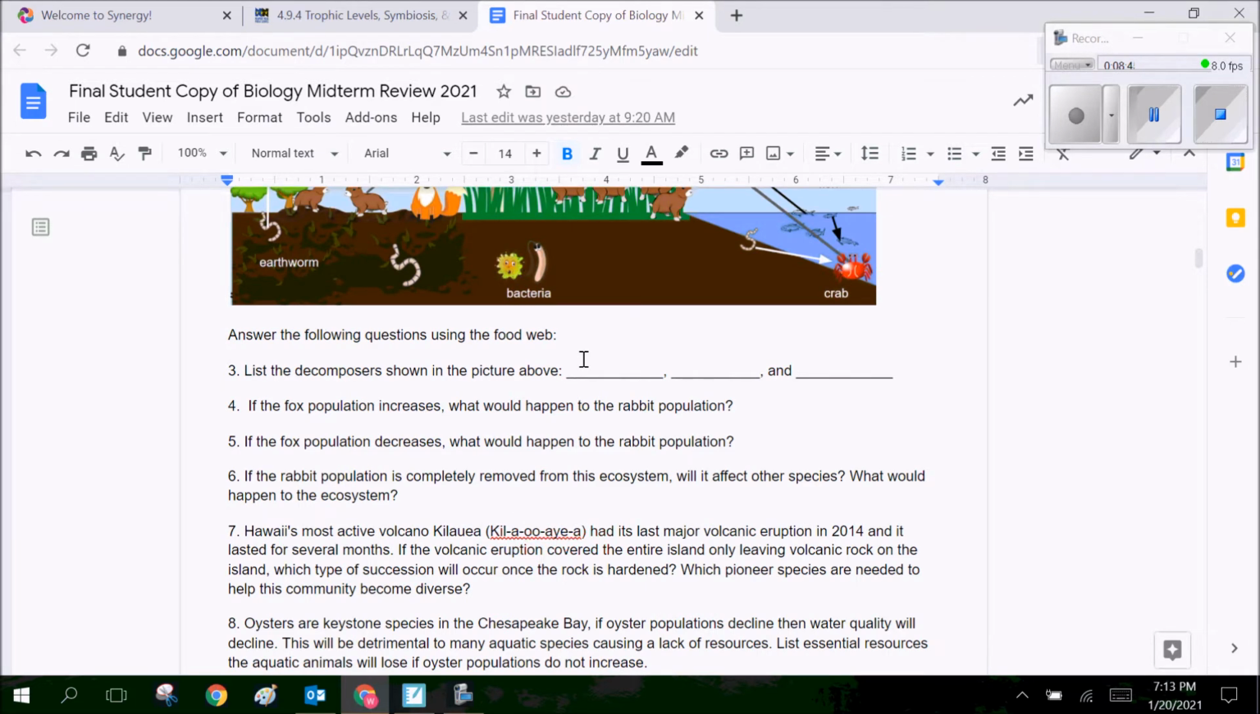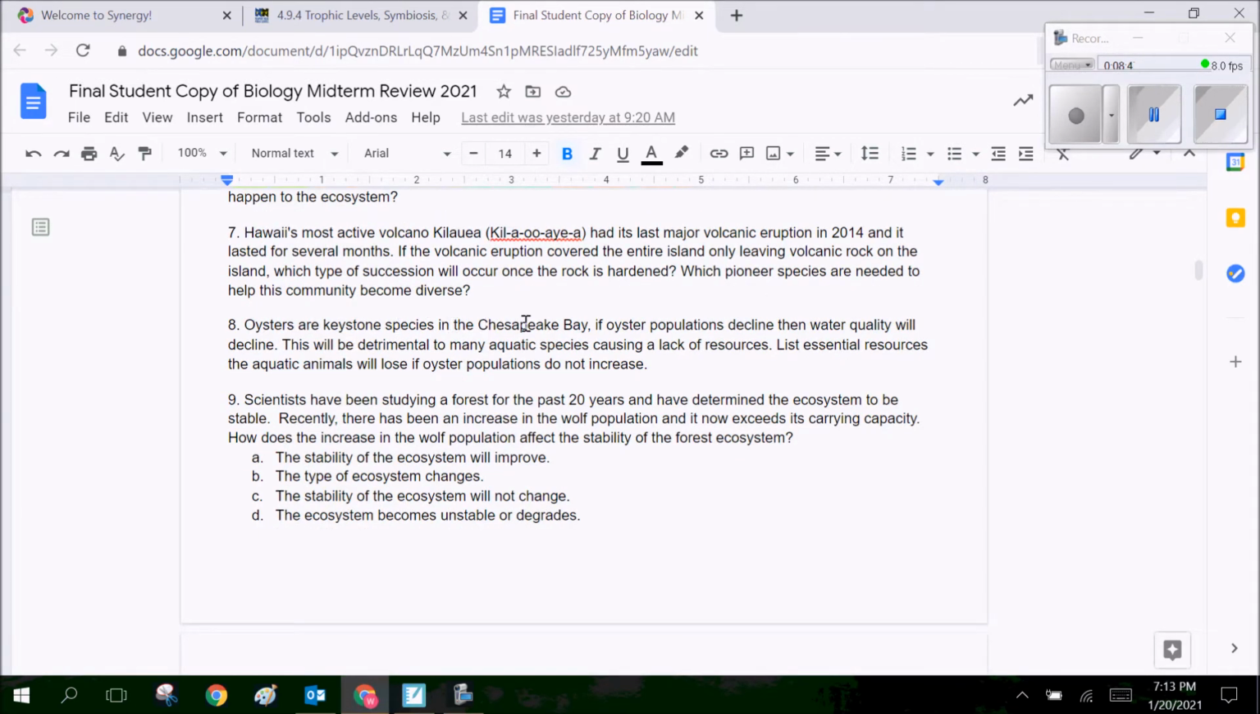Okay, all right, cool. So that's 3 through 6, and then 8 through 10. Oysters are keystone species in the Chesapeake Bay. If oyster populations decline, the water quality will decline. This will be detrimental to many aquatic species, causing a lack of essential resources.